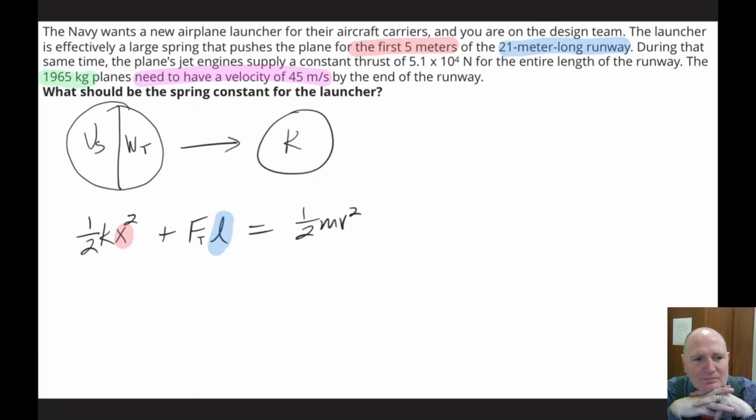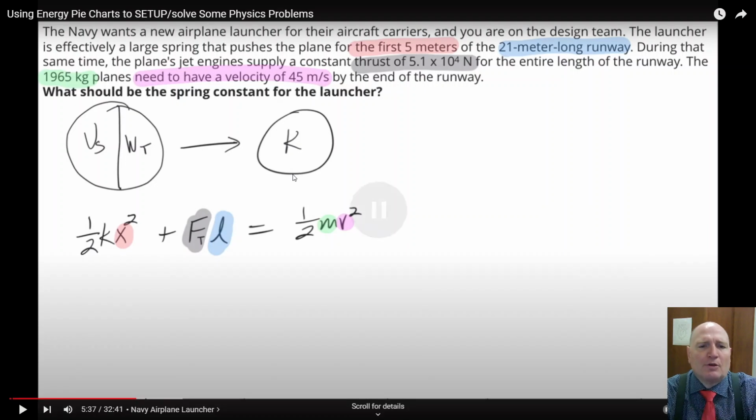We have the mass of the plane, and we're going to need a velocity. And I forgot, I left the thrust out. Thrust of... Ooh, different color. Very cool. So I really like this, right?